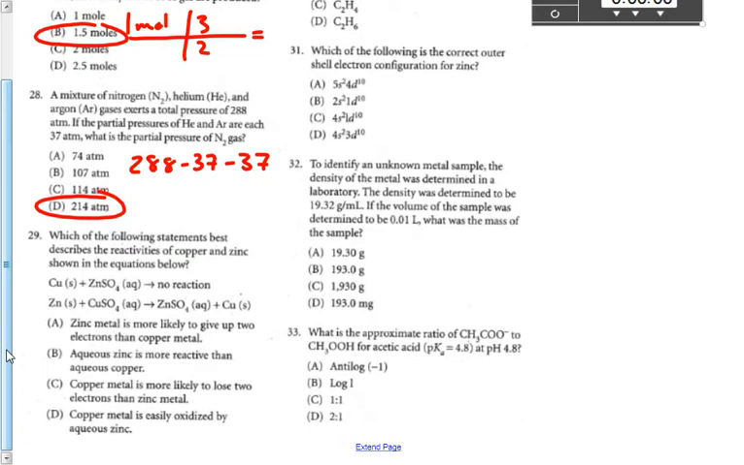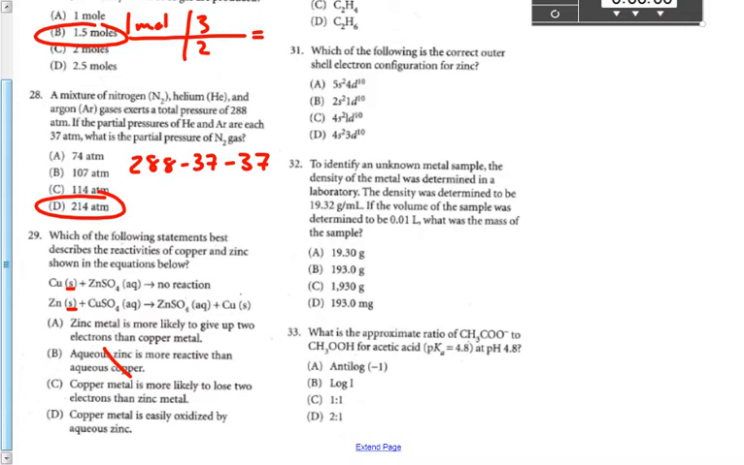29, could have been a little confusing. It says, which of the following statements best describes the reactivities of copper and zinc shown in the equations? Remember, the reactivity is when it's a solid, you guys. So, for example, aqueous zinc is more reactive than aqueous copper. For letter B, that's not what reactivities are about. It's not the aqueous, it's not the metals. Copper metal is more likely to lose 2 electrons than zinc.